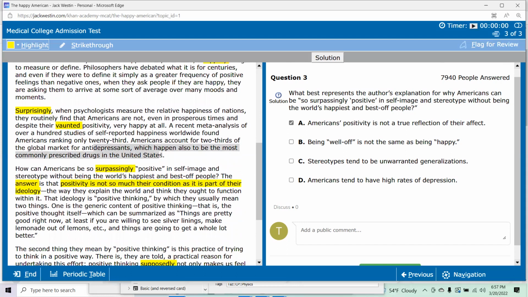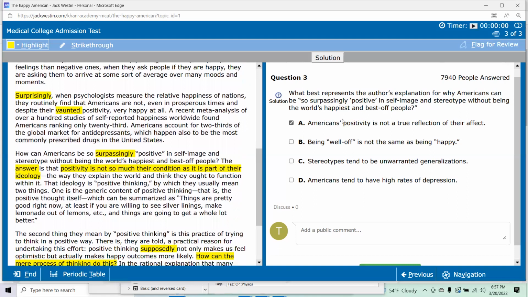He talked about that right here, but that doesn't necessarily mean that Americans tend to have high rates of depression, right? It's not exactly the same thing. That's just an implication. But again, your logic was on the right track. You were like, oh, A seems to match this the most, right? Their positivity is not so much their condition, aka their affect, as it is part of their ideology. So their positivity is not a true reflection of their affect.